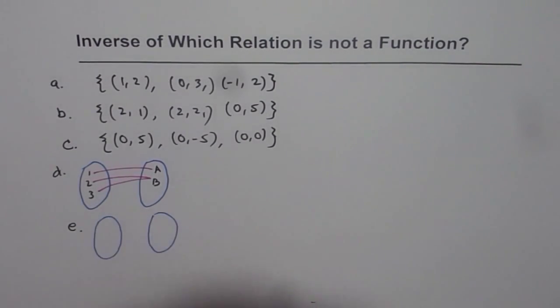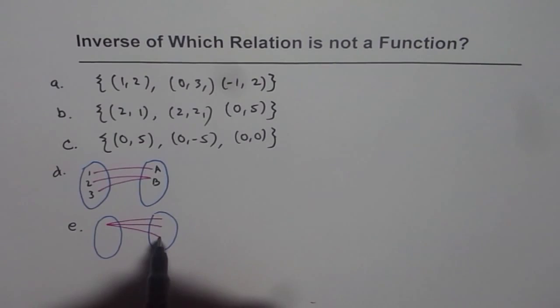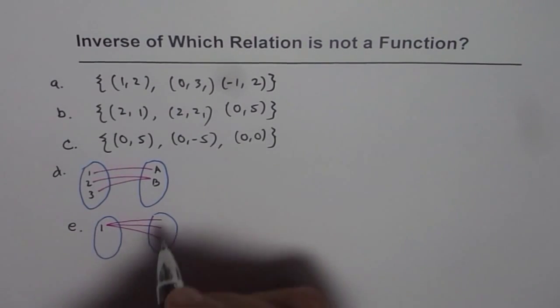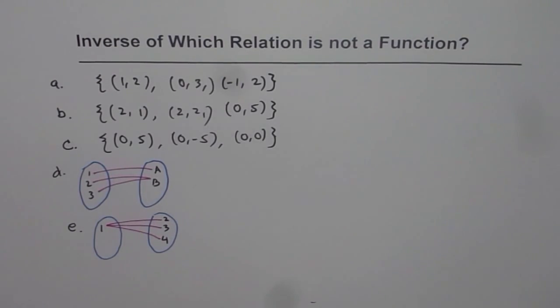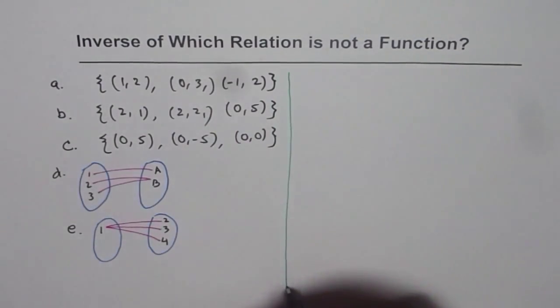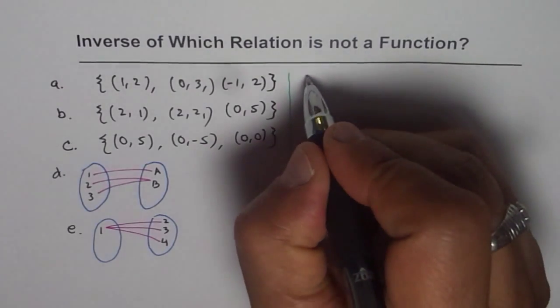Now E is another one, another mapping diagram, and this time let me map it like this. So what we have here is 1, and here we have 2, 3, 4. Let's add some more to test it out, and then we will discuss the solution.